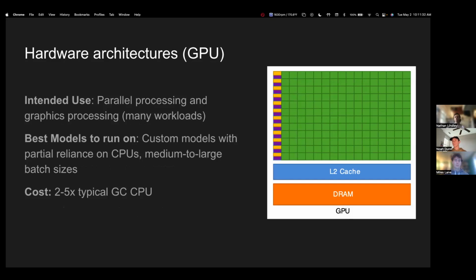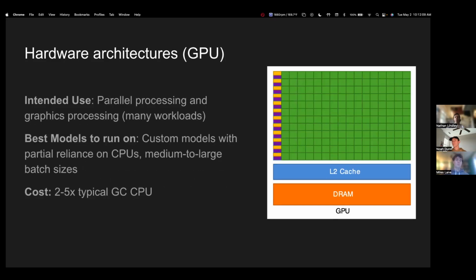Going to look at GPUs now. GPUs are really intended to do work similar to TPUs in that they can process machine learning workloads very well. The reason for this is that they have lots of different cores that can process small pieces of data. This makes them optimal for more generally parallel processing workloads, and also graphics processing. It's actually in the name, graphics processing unit.